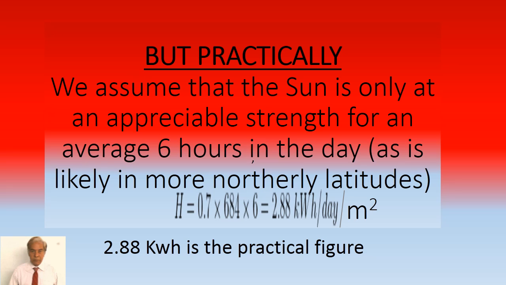But practically, we assume that the sun is only at appreciable strength for an average of 6 hours in the day, as is likely in more northern latitudes. Therefore, H equals 0.7 into 684 into 6 hours equals 2.88 kilowatt hour per day per square meter. This is a reasonable, practical figure for calculation purposes.